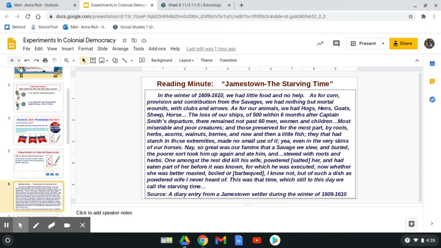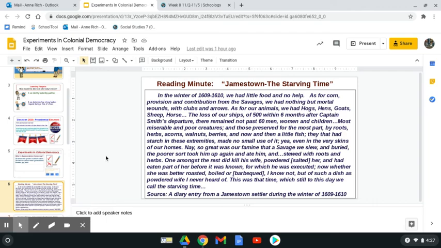They that had starch in these extremities made no use of it, yea, even in the very skins of our horses. Nay, so great was our famine that a savage we slew and buried. The poorer sort took up against him and ate him, stewed with roots and herbs. Once amongst the rest did kill his wife, powdered and salted her, and had eaten part of her before it was known, for which he was executed. Now whether she was better roasted, boiled, or barbecued, I know not of, but such a dish of powdered wife I never heard of. This was the time which still to this day we call the starving time.